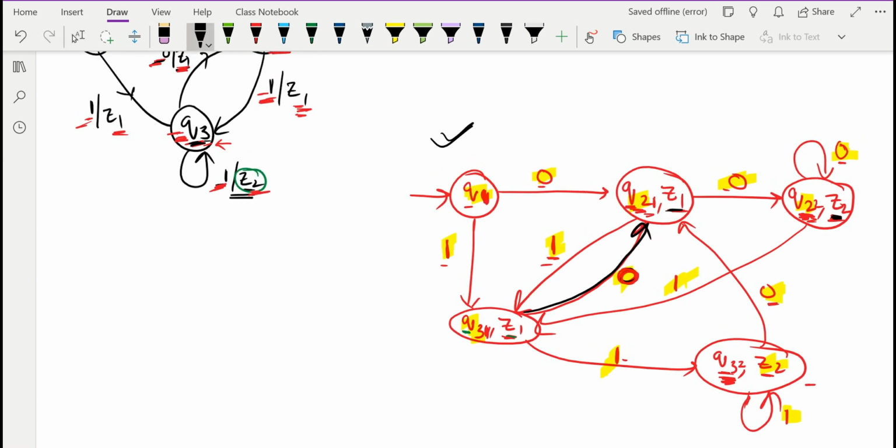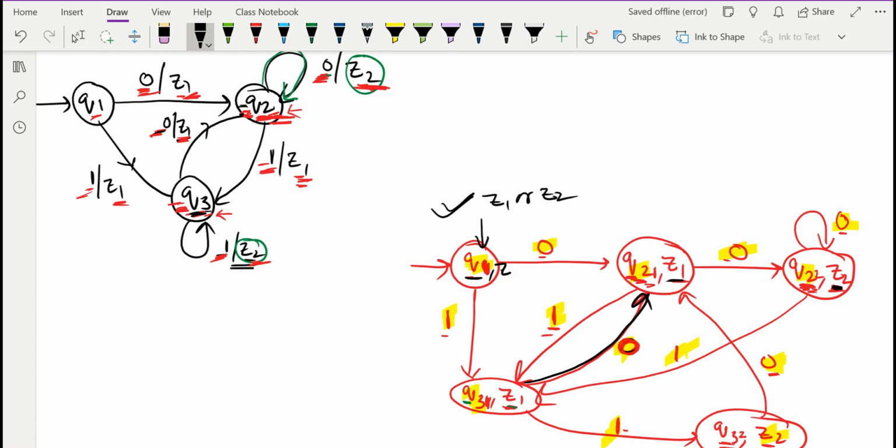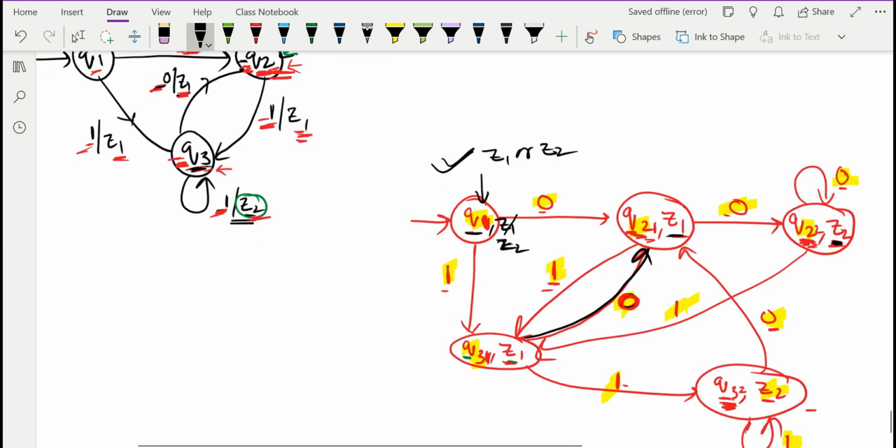You may ask, sir, there is no output associated with Q1. You can write any output, either Z1 or Z2, because there was no output given in the Mealy machine. I can have Z1, or you can write Z2, but not both, because two outputs cannot be associated with one state. This is how we can convert it.